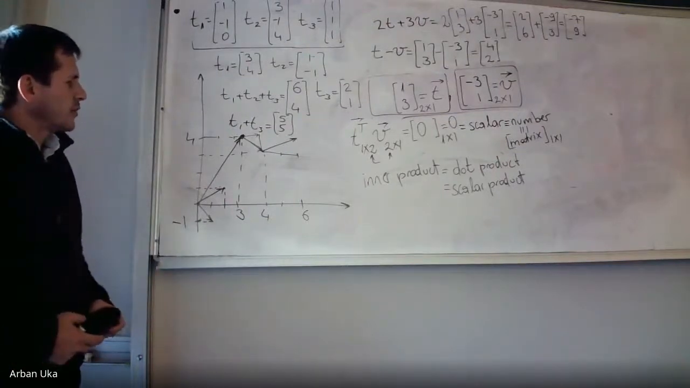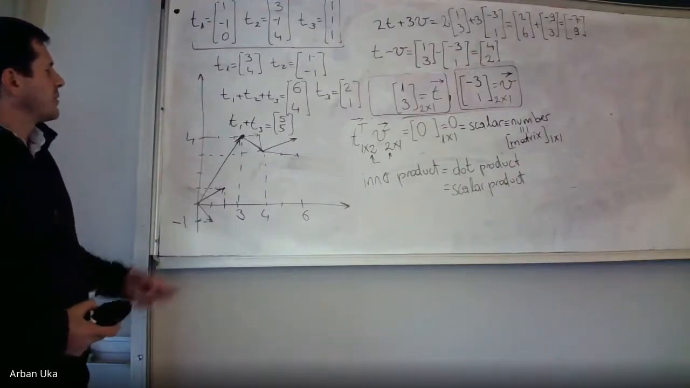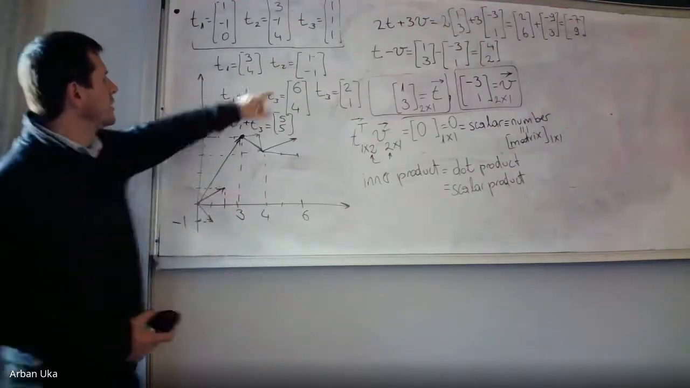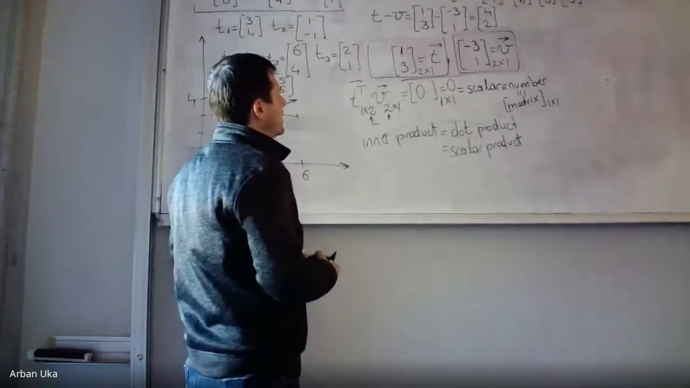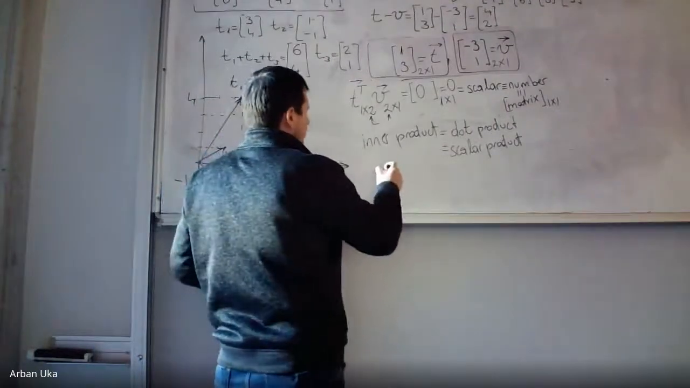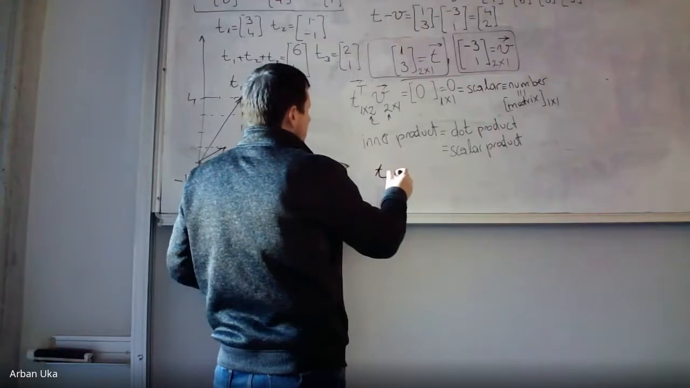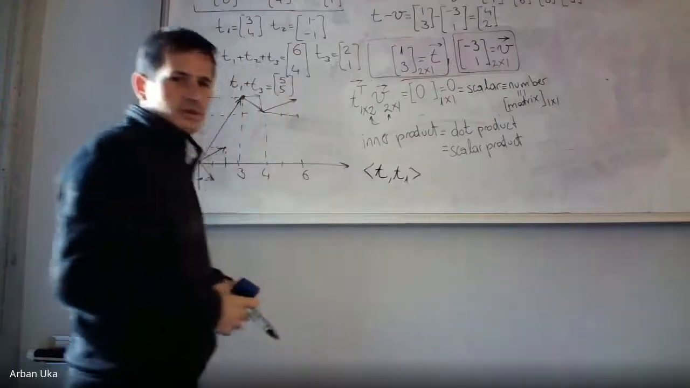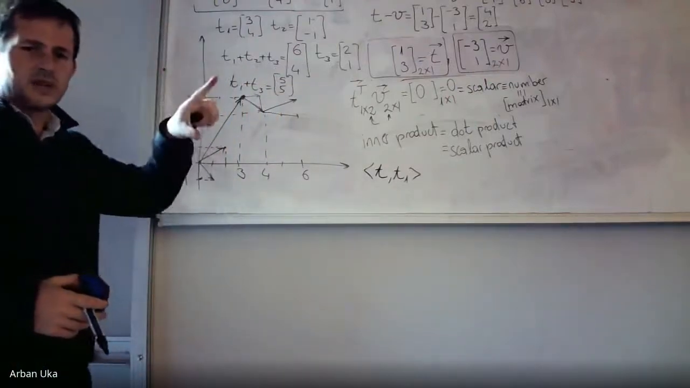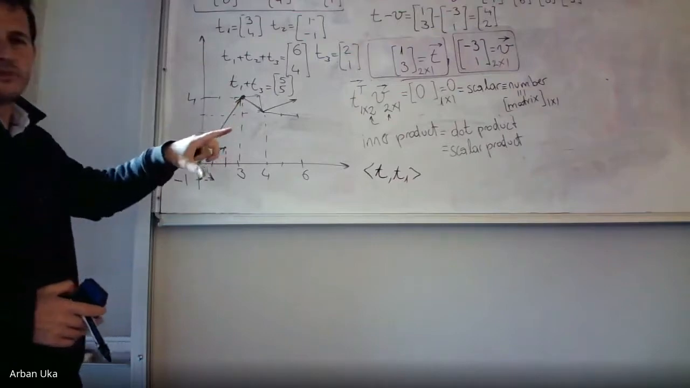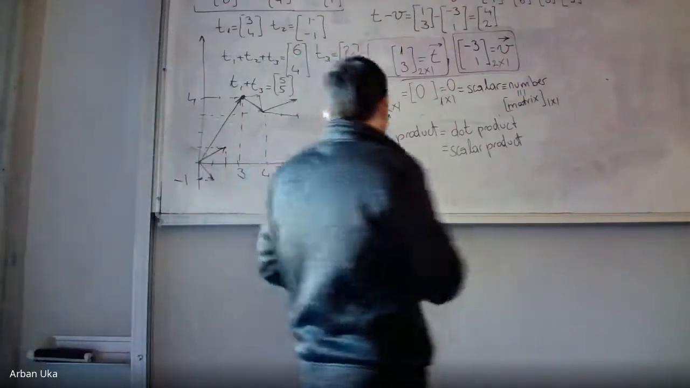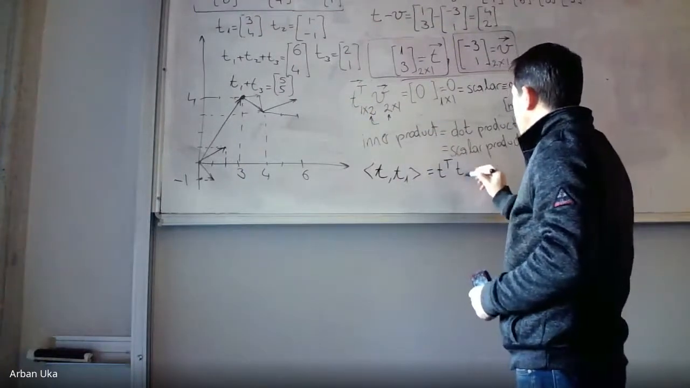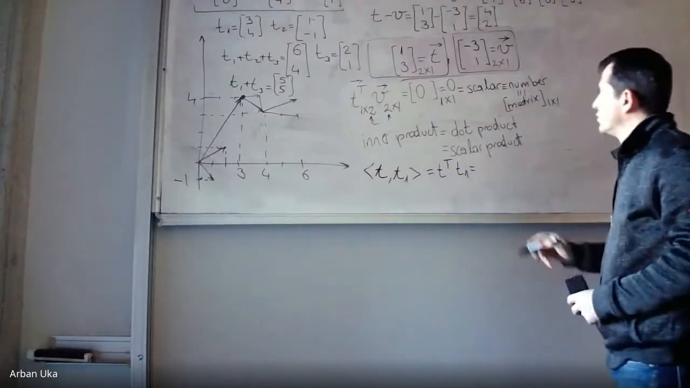Now, let's pick another vector. Here we have 1, 3. Let's find another vector. So what is the inner product between T and T1? In fact, we write the inner product like this. We denote it with these brackets, which look like the smaller and larger signs. This is defined as T transpose times T1. And what is this equal to?